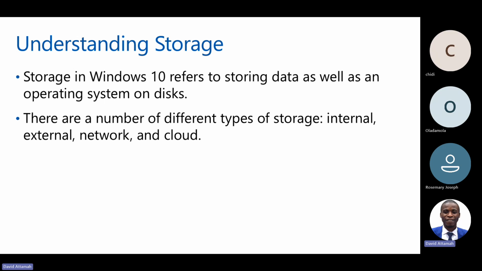Other types of storage you have is internal storage. Under this internal storage, you have the RAM and the ROM. You have external storage. The external storage can be something like an external hard disk, flash drive, memory cards. Some computers have slots where you can just plug in your memory card. You have network storage and you have cloud storage.